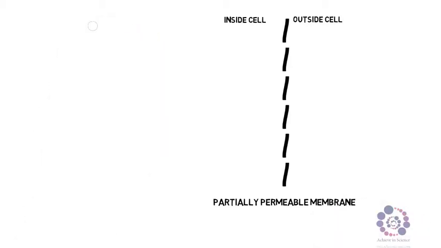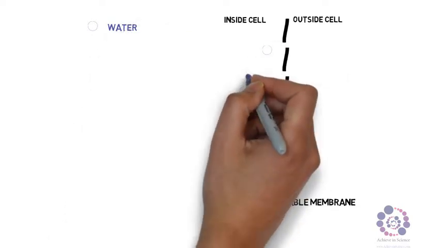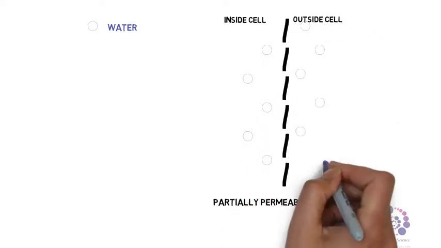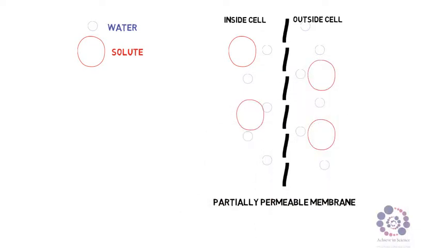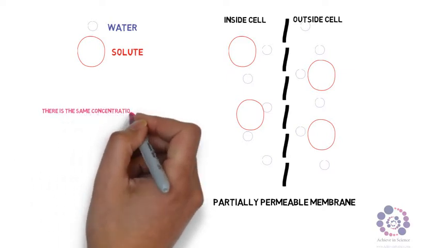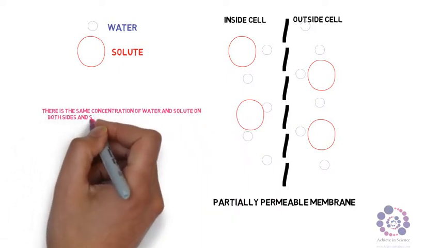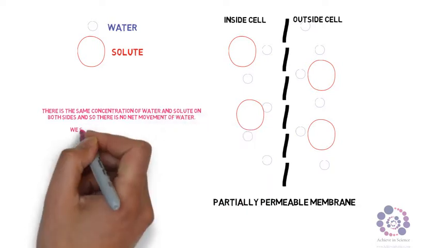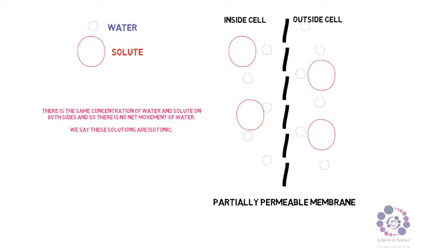Now if we represent water molecules via blue circles, and if we represent then a solute as a red particle, you can see then there is also a difference within size, where the solute particles are much bigger than the water particles. If you count up the number of particles, you'll see that there is the same concentration of water and solute on both sides of the membrane. Therefore, we say there is no net movement of water. We say that this solution is isotonic.